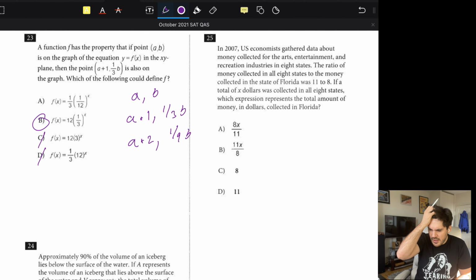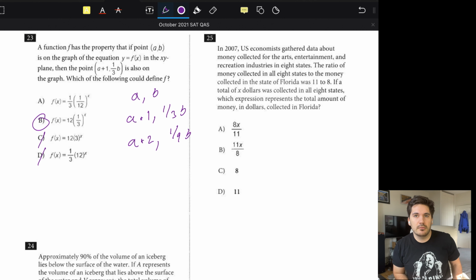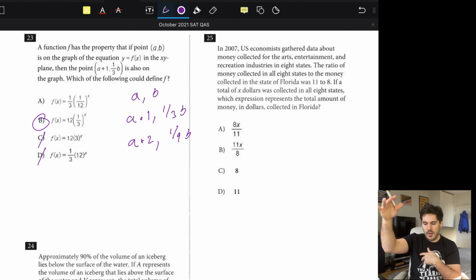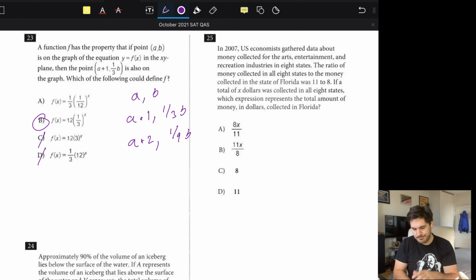Where is the 12 coming from? I guess it multiplies each subsequent answer by 12, but if it multiplies each answer by 12, the relationship is still the correct relationship. So B should work, because A messed up where the 1/3 is located. The 1/3 should be raised to the x, because the y value keeps decreasing by a third each time.